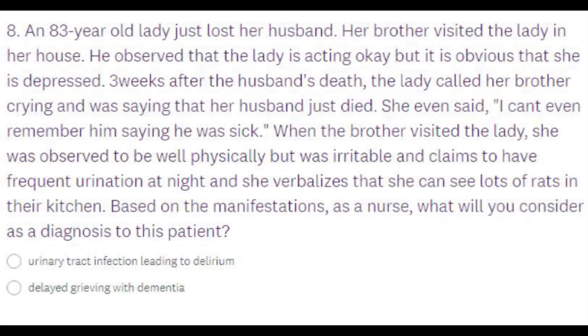Options are option A, urinary tract infection leading to delirium. Option B, delayed grieving with dementia. So the question clearly says that she has frequent urination at night. So you can get the answer there itself. The option A is the right choice, urinary tract infection leading to delirium. Okay. Delirium is an abrupt change in the brain that causes mental confusion and emotional disruption. So that's it.